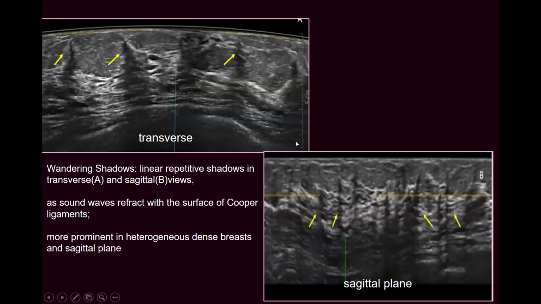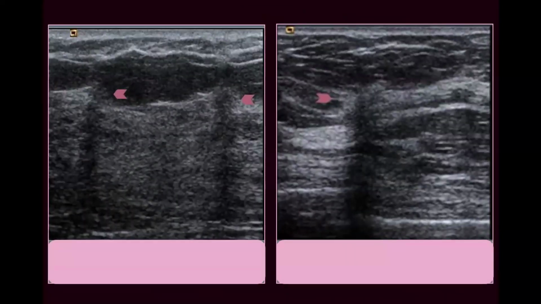If you see these images here, this is the transverse and this is a sagittal view. Look, the more heterogeneity of the breast, the more shadowing from the Cooper ligaments, and it is seen more in the sagittal view than in the transverse view. Here you can see this is a shadowing behind the Cooper ligament. Here in the sagittal view, the breast is more horizontal, giving a little bit more shadowing.